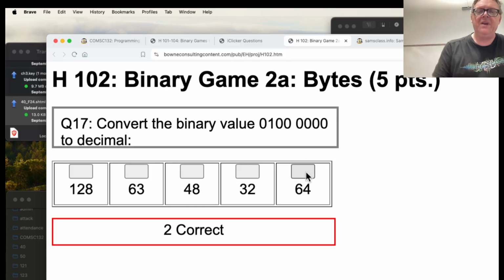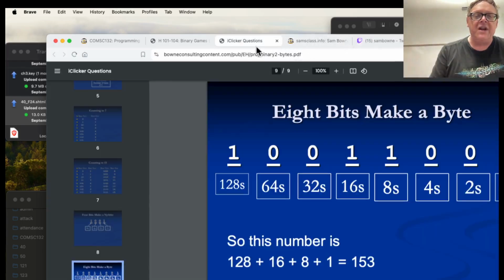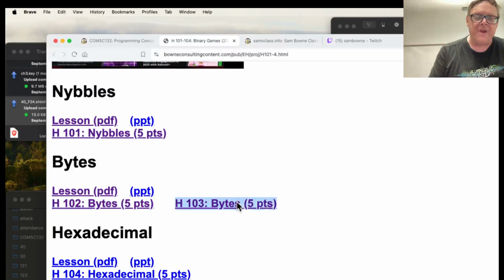That's good. Let's do one more. How about this one? That should be easy. 64. It is 64. You're right. I was thinking 128, but you're right. It's 64. Good. So anyway, when you get enough of those right, you'll find a flag and you can turn it in and get some points. And there's another one going the other way here.